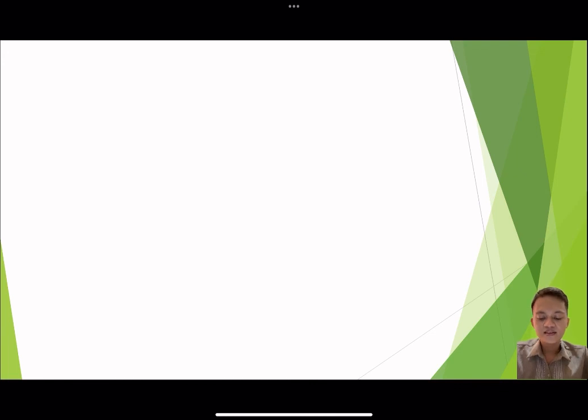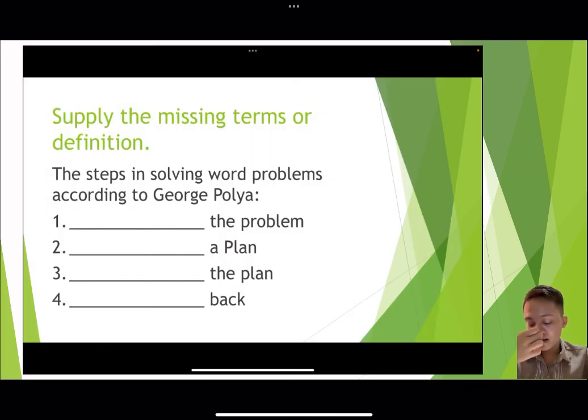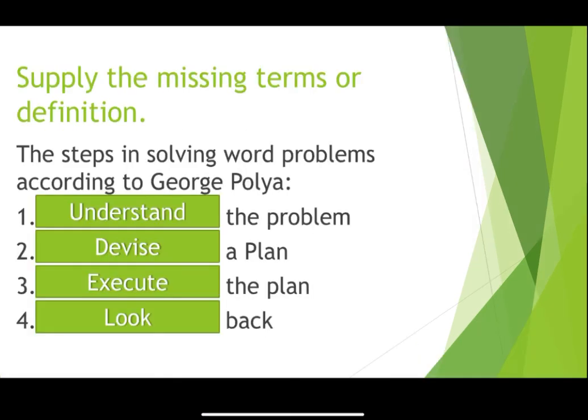Okay. Supply the missing terms of definition. The steps in solving word problems according to George Polya. Okay, fill in the blank. First is understand the problem. Next is devise a plan. Next is execute the plan. And next is look back.